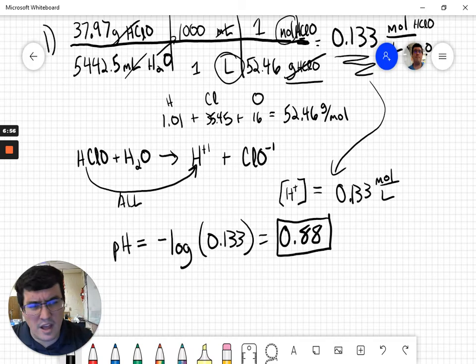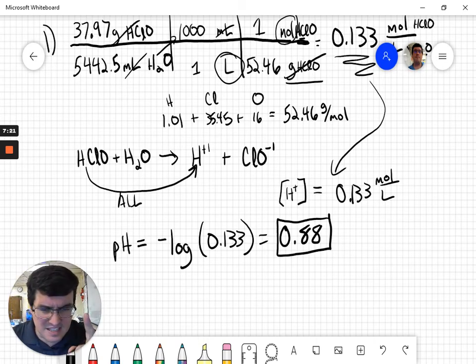Now, some of you may have rounded. You may have plugged in the log of 0.133, and you also get 0.88. But the log, oh, wait, I plugged in the wrong thing. 0.13, there we go. You might get 0.89, but you know what? Those two are close enough together, it's all good.